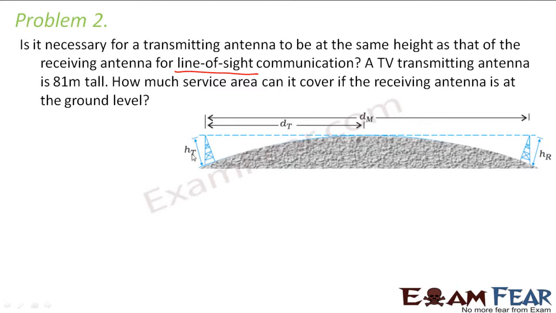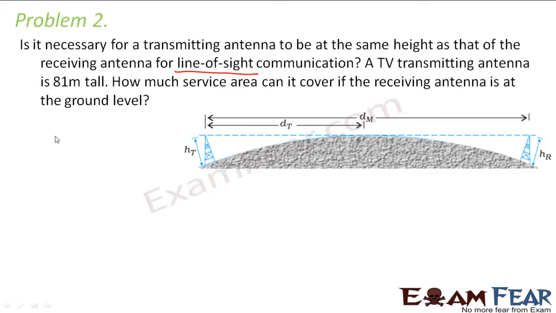Here in this picture, I have shown a transmitting antenna whose height is represented by HT, and a receiving antenna whose height is represented by HR. Let us suppose DT represents the distance of the transmitter from the horizon. What is horizon? The place where it seems that the land and the sky meet together. That is known as horizon. So DT is the distance of transmitter from horizon, and DM is the maximum line of sight distance between the transmitter and the receiver.